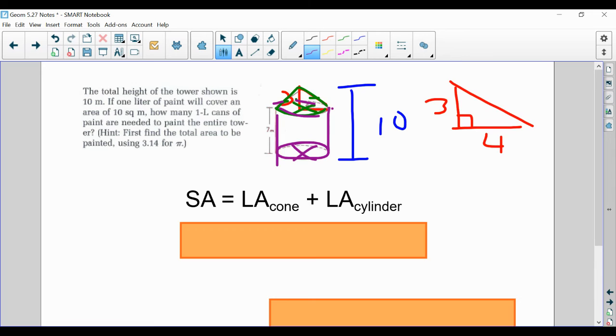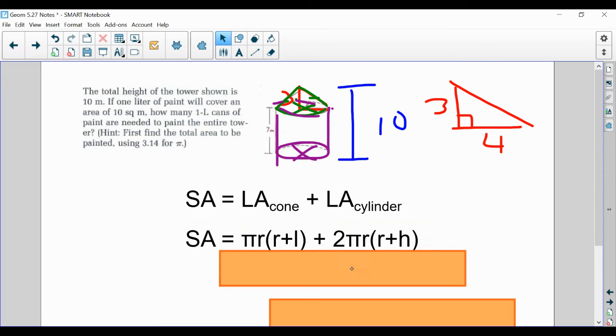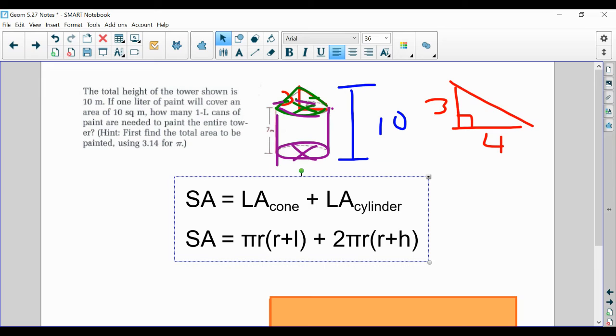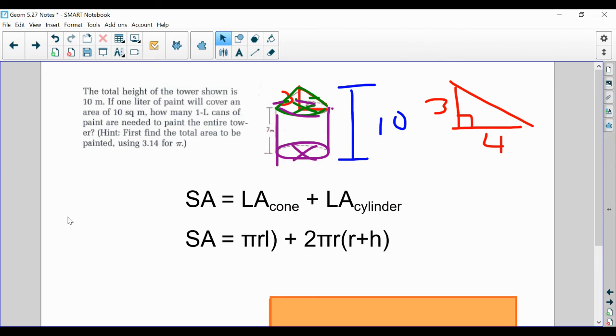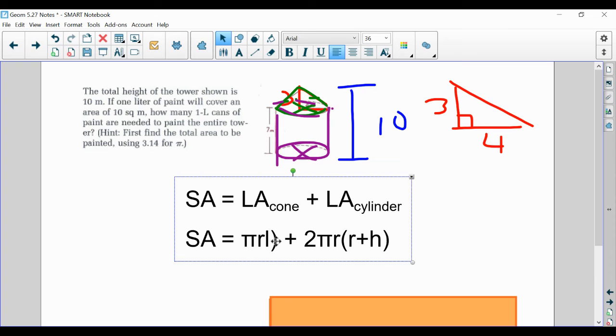And so how are we going to do this? I guess I'm going to have to adjust this too. So instead of pi r times r plus L, that was the surface area, I'm just going to take pi r L plus 2 pi r h. And I don't need this parentheses. I don't need r plus h. I just need 2 pi r h like that.